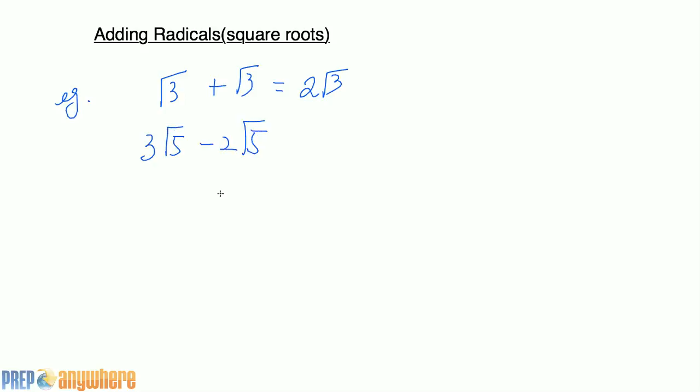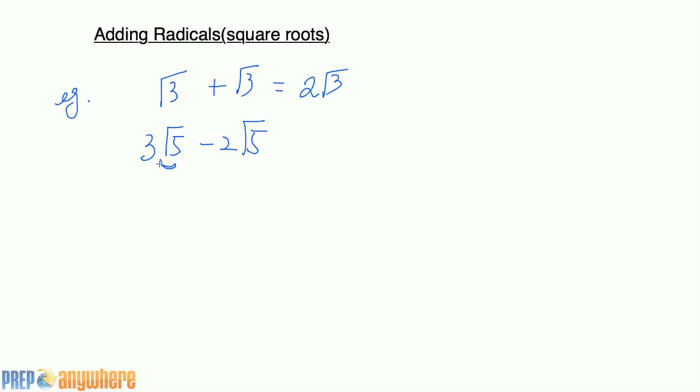Okay. The only time you can add radicals, square roots, is if the square root is exactly the same. So let's say square root of 3 plus square root of 3. We can express that as we have exactly 2 of the same square root, for example. Or we can have something like this. 3 square root of 5 minus 2 square root of 5.